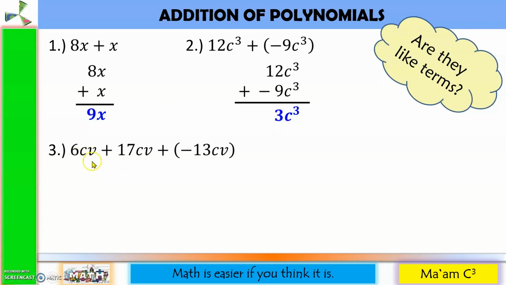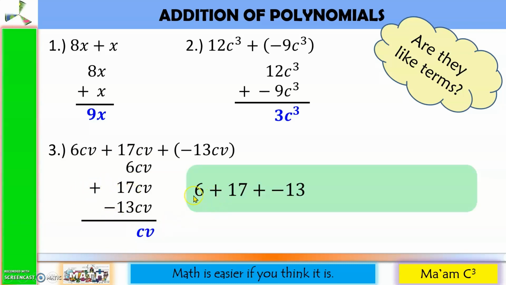Next one. cv, cv, cv. So let us align them in one column. So let us copy the literal coefficient, cv, and let us perform the operation on the numerical coefficient. So 6 plus 17 plus negative 13. 6 plus 17 as is, plus minus when simplified will become minus. So this is 6 plus 17 minus 13. 6 plus 17 is 23, and 23 minus 13 is 10. So our answer is 10cv.